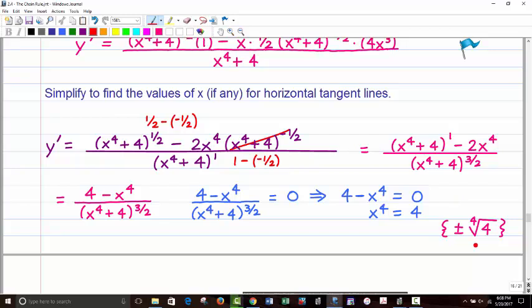Four minus x to the 4th equals 0. x to the 4 equals 4. So always remember, anytime you have an even root, there'll be a plus and minus, not just squares. Fourth root means there'll be a plus and minus answer. So kind of a weird answer, but that's okay. You have two values for x, plus and minus the fourth root of 4.